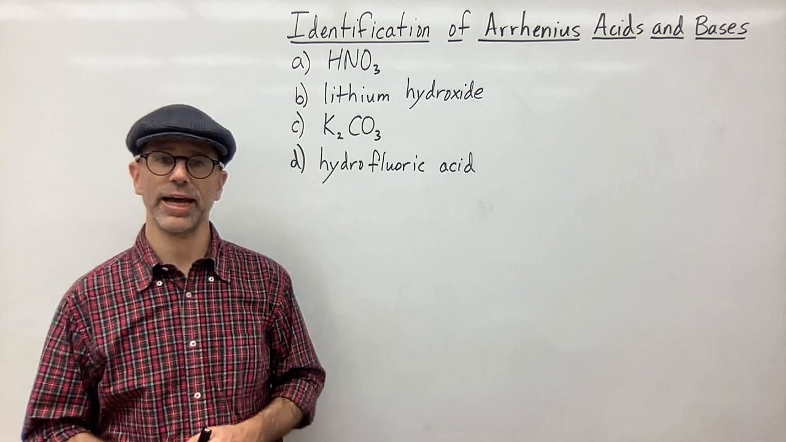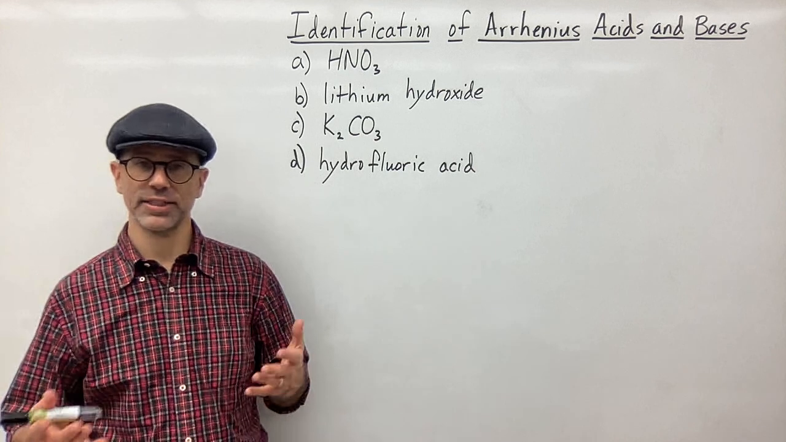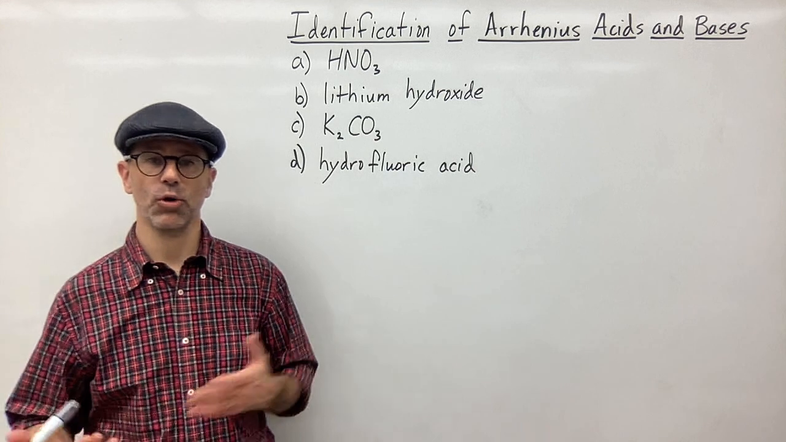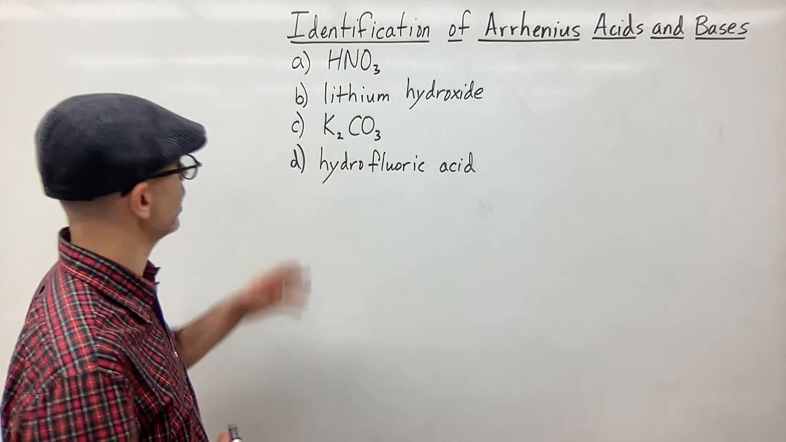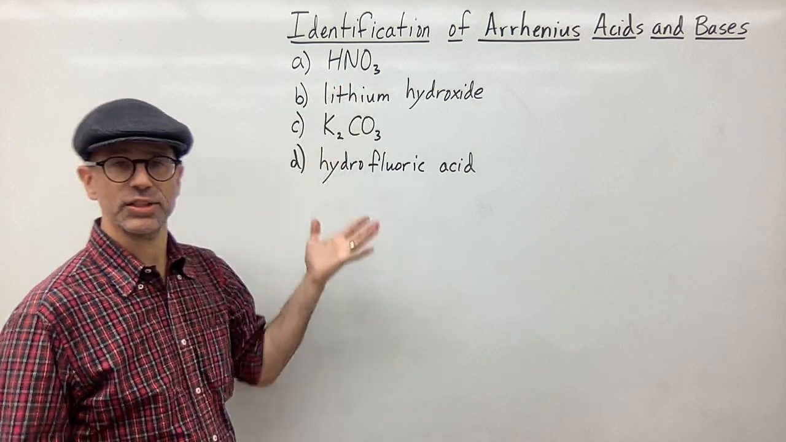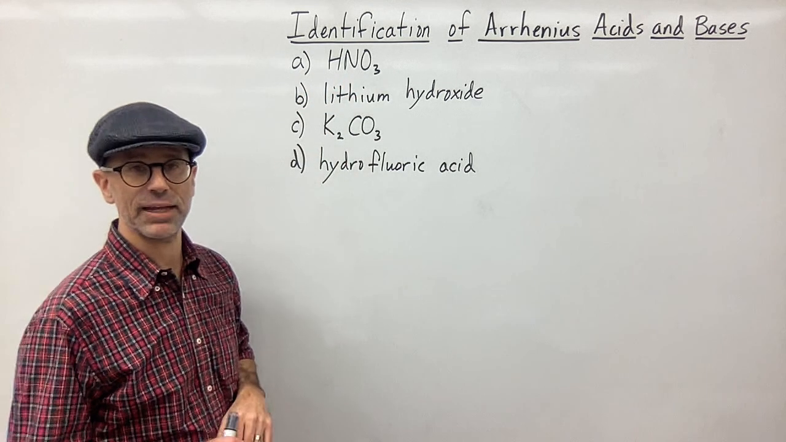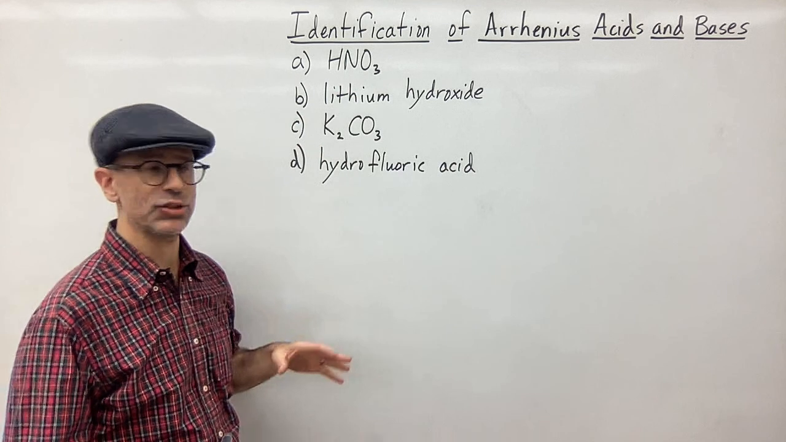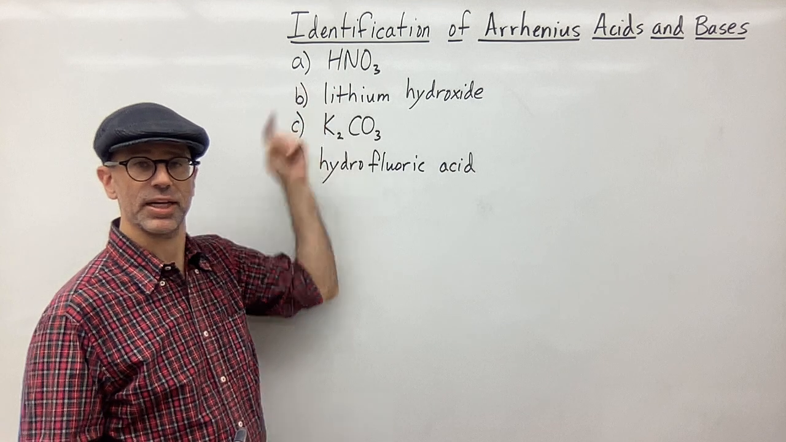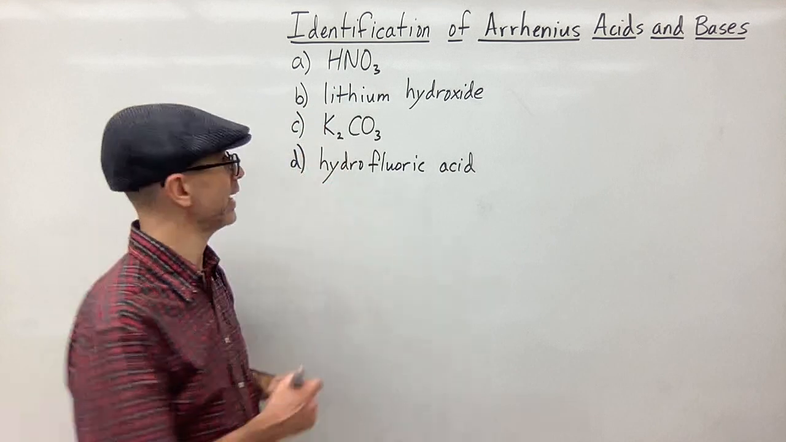Okay, so let's now look at our list here and see whether it's an acid or base and if it's weak or strong. Here they're giving us a formula for the first one. So again, we're going to identify the acid by the fact that it begins with a hydrogen. And sure enough, it begins with a hydrogen. So this is an acid.